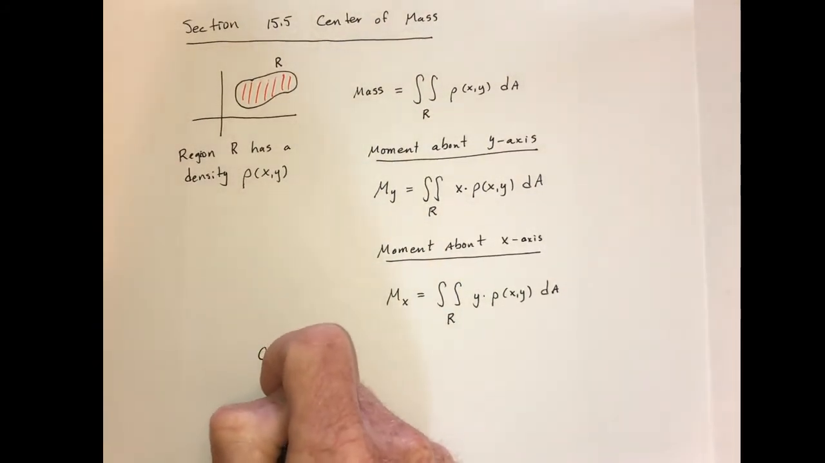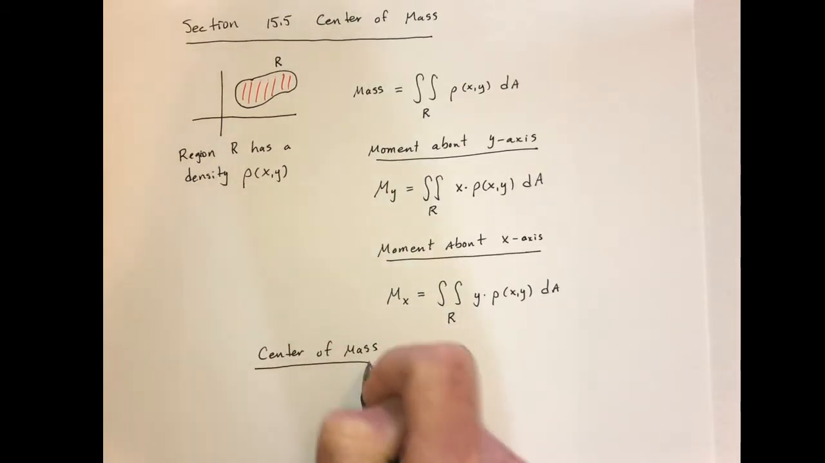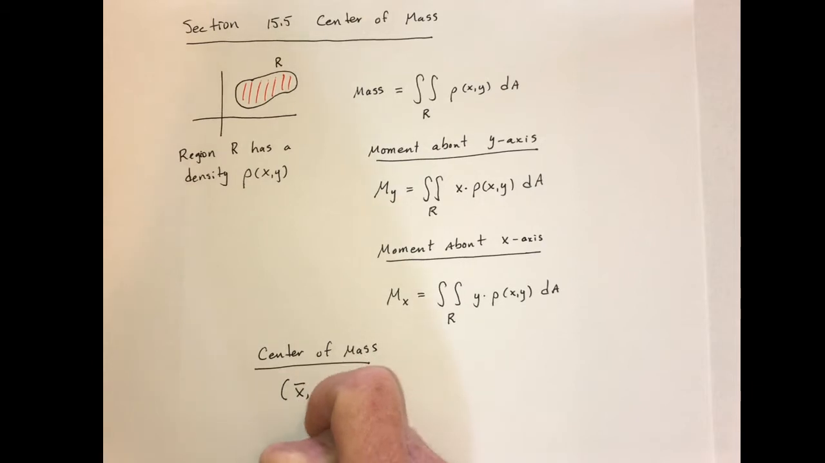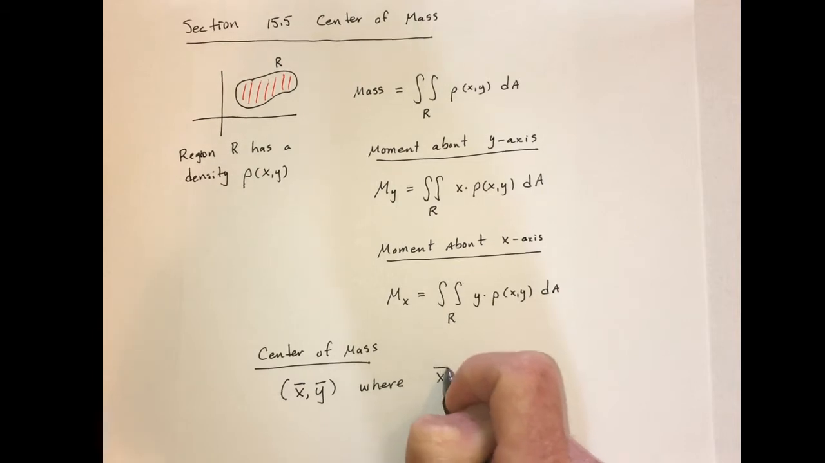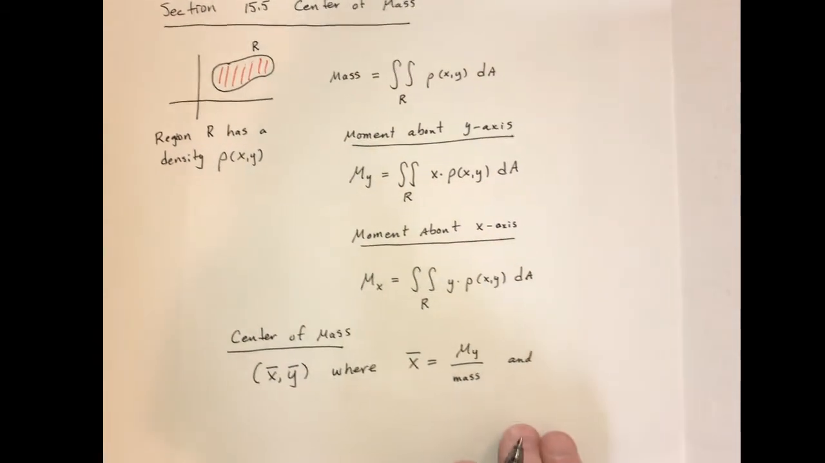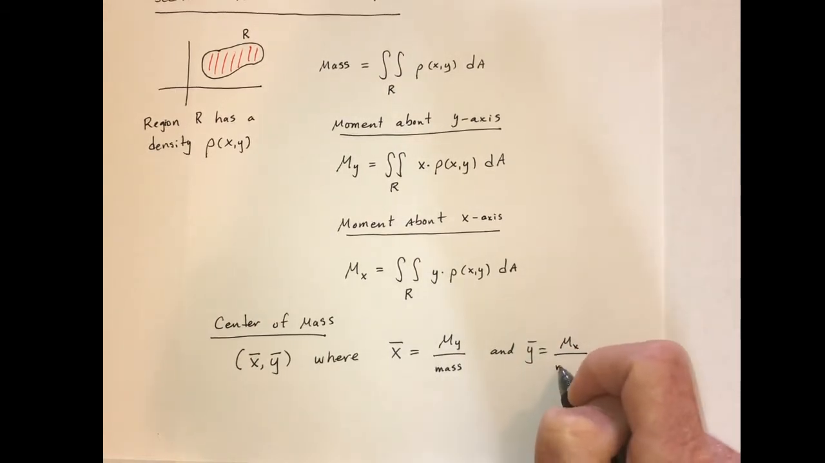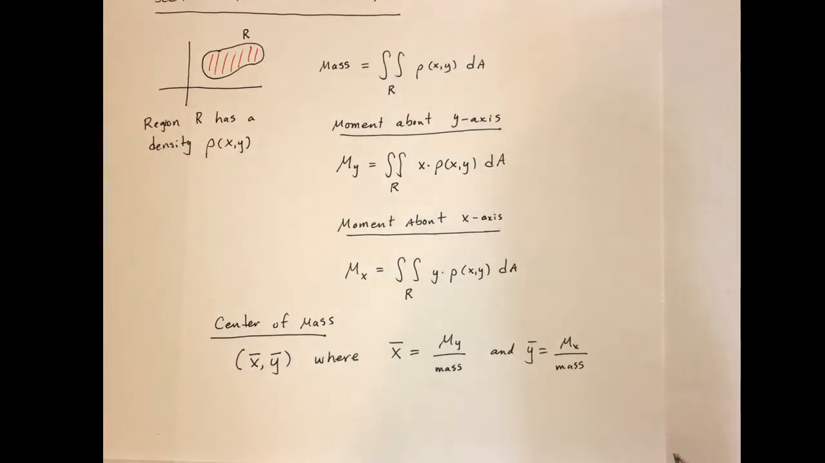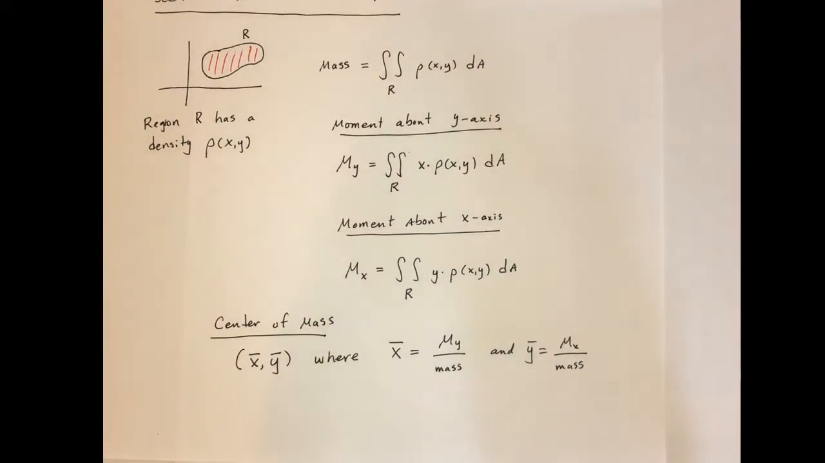And then for the center of mass, that's going to be the point x bar comma y bar, where x bar is equal to my divided by the total mass, and y bar is going to be mx divided by the total mass. So the best part of this whole thing is, for each problem, we get to do 3 double integrals. Sweet.